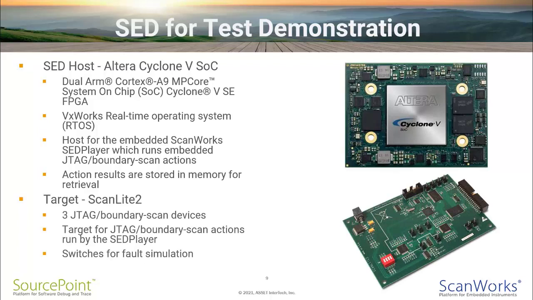And the target for the boundary scan test is a ScanLite 2. Most of you who have been to our training classes are familiar with the ScanLite 2 demonstration board that ASSET produces. The board has 3 JTAG boundary scannable devices. Again, it's going to be the target for our boundary scan test actions that will run using the SCD player. And the ScanLite 2 has a number of fault insertion switches, which you can see on the graphic.